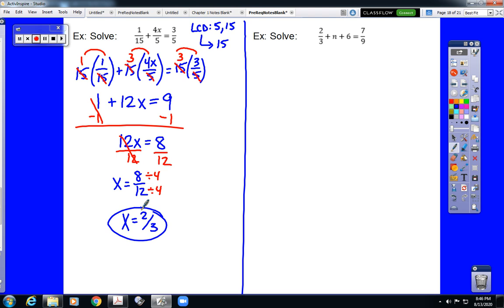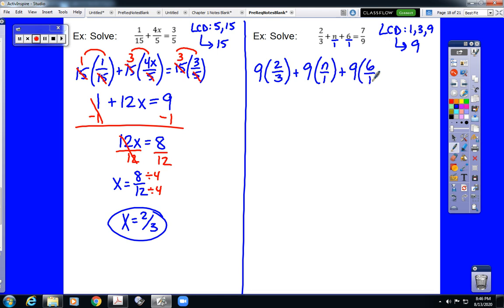On the next problem, we have two expressions that need to be written as fractions. So we're looking for the LCD of 1, 3, and 9. That would be 9. So 9 times 2/3 plus 9 times n over 1 plus 9 times 6 over 1 equals 9 times 7 over 9.